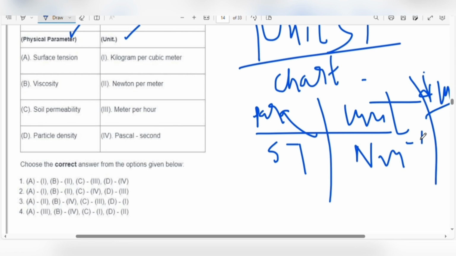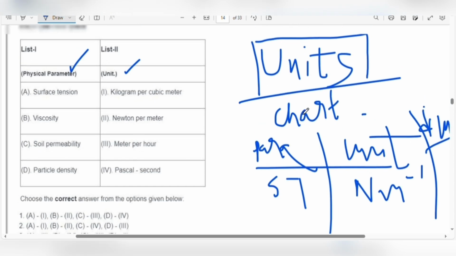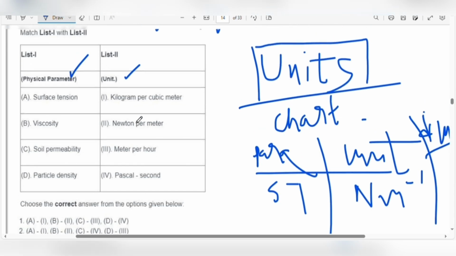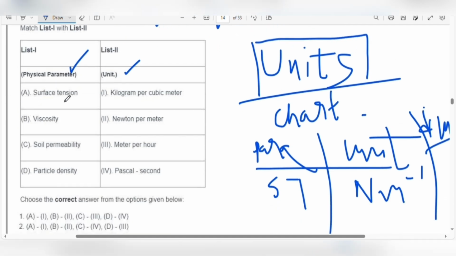Dimension also comes very frequently. If you analyze previous year questions, every 1 or 2 years you will find a question on the dimension of these physical parameters. So let's jump into the question. This one you should know. Surface tension is Newton per meter. The unit of surface tension is Newton per meter.